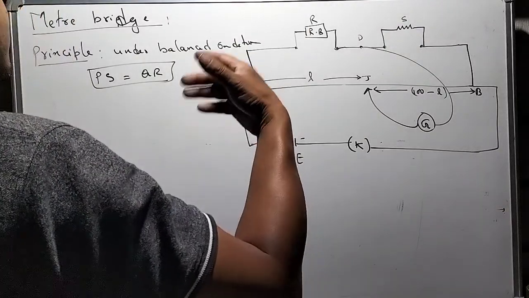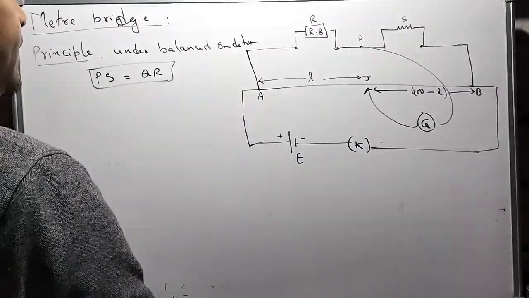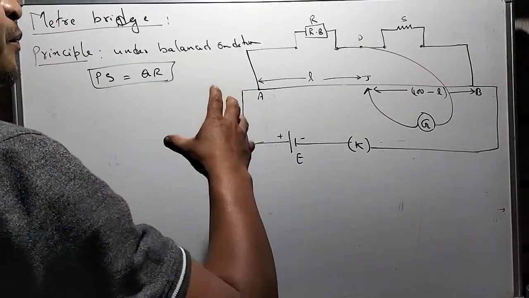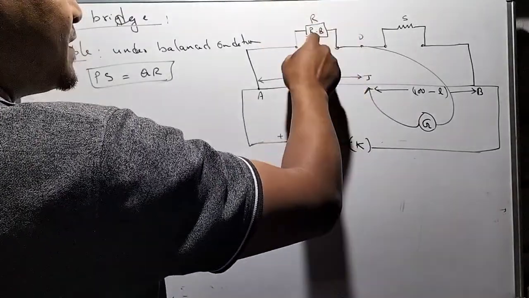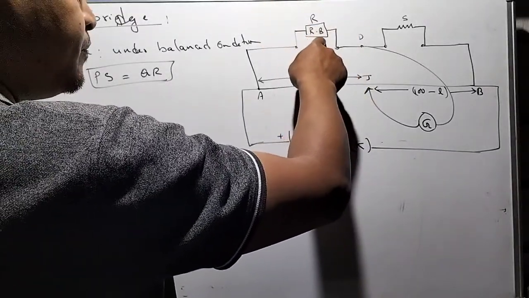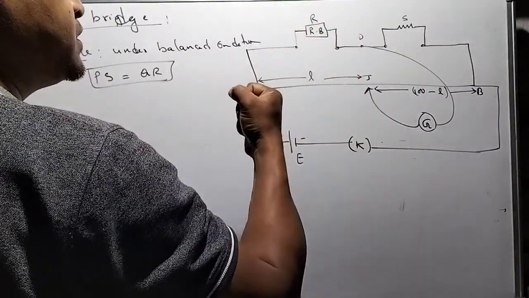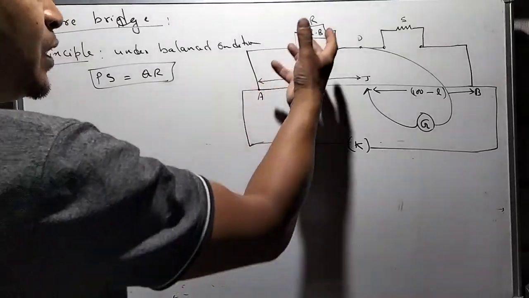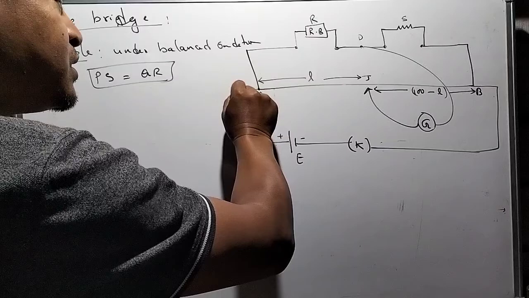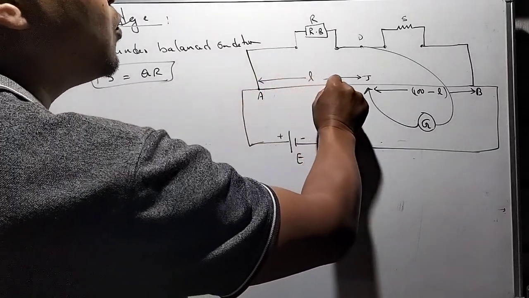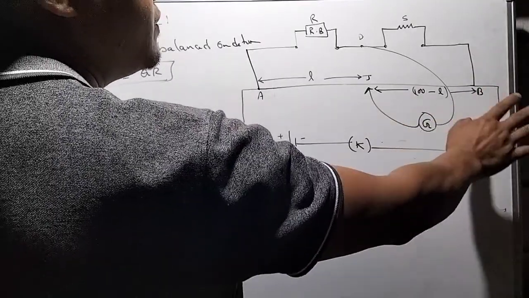Now, how to get this P S is equal to Q R? Here we will select some resistance from the resistance box R. Let's say the resistance that I'm taking out from this resistance box is capital R. After selecting this resistance from the resistance box, I will slide the jockey along the wire till the galvanometer gives zero deflection.